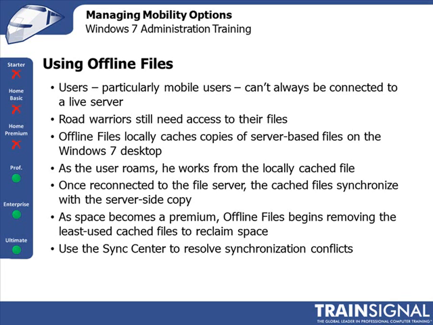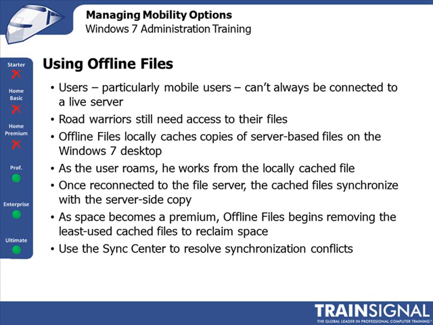So let's say he's cached a Word document on his local machine by enabling Offline Files. As he works on that Word document, that copy of the file in the local cache is being updated. Once that user reconnects to the file server, maybe he stops into a regional office at GlobalMantic, the cached file automatically synchronizes back with the server-side copy.